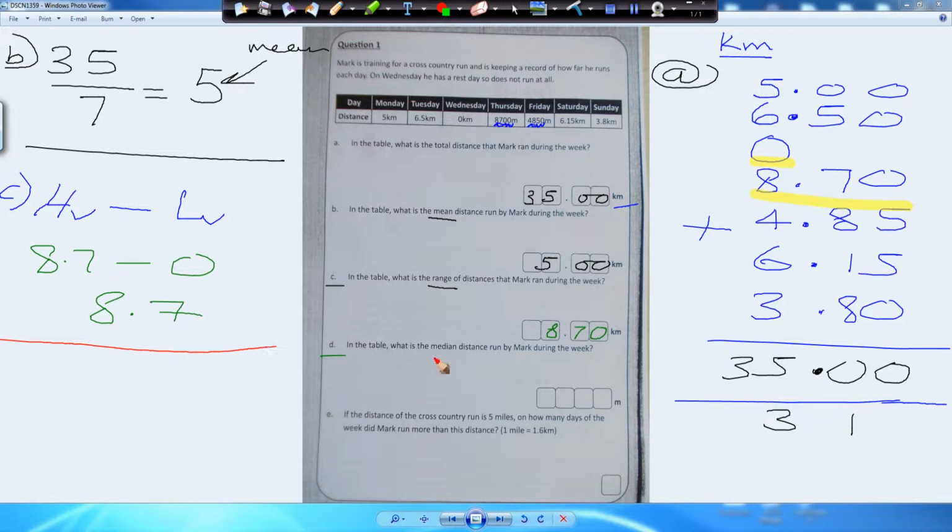In the table, what is the median distance run by Mark during the week? Okay, the word median, let's have Uzma. What does the word median mean? Work out the middle value after you put the numbers in order of size. So you must order the numbers first. You don't just pick the middle number, order the numbers.